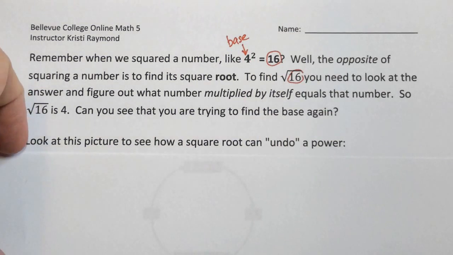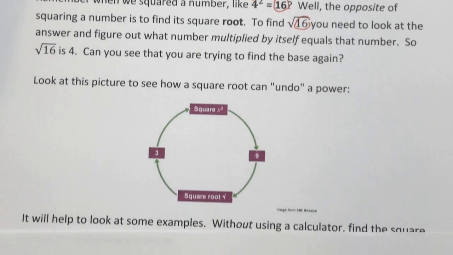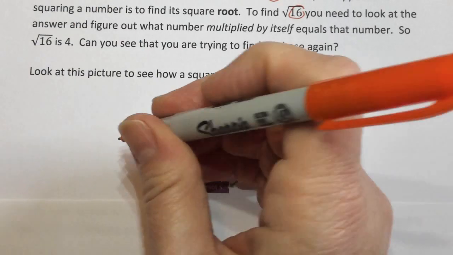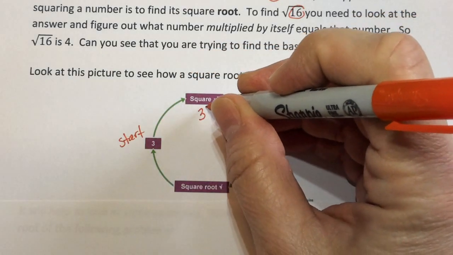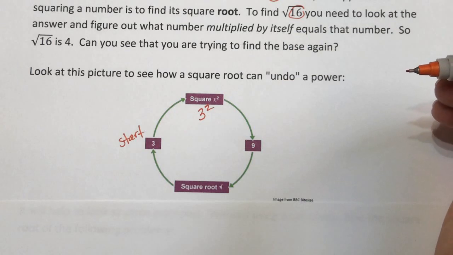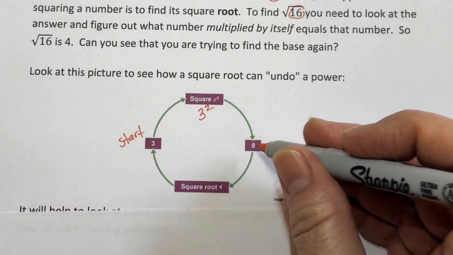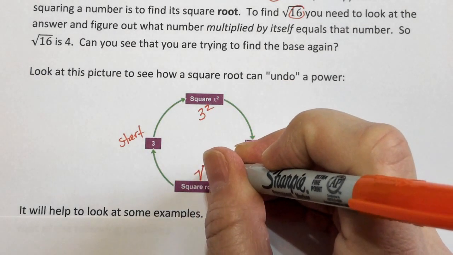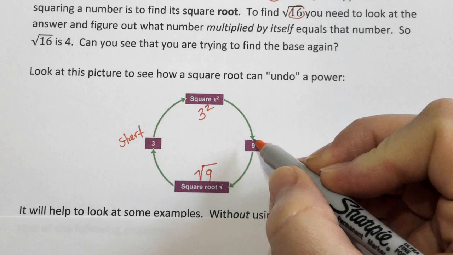Finding the square root is being on a search for the base again. And look at this picture to see how a square root can undo a problem. Remember, it's pretty much the opposite of squaring. If you start here with the 3, what happens when I square 3? 3 squared, that's 3 times 3, and I would get 9. You can actually go back the other way. What happens when you have 9, but you want to take the square root of 9? What number times itself equals 9? 3. So you can go this way, and then you can go back again.